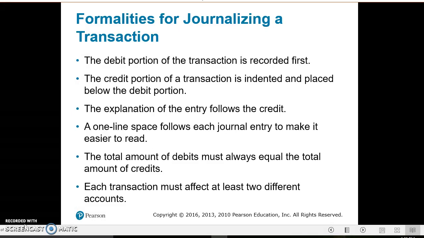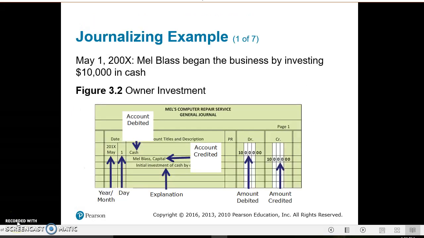But each transaction is going to affect at least 2 accounts, and your debits and credits have to equal. So you're going to have at least one debit and at least one credit when you're doing this. So when you journalize, it's going to look just like this. It's on your computer screen. You have where it says the general journal. This transaction is May 1st, 2000. Mel Baus began his business investing $10,000 in cash.